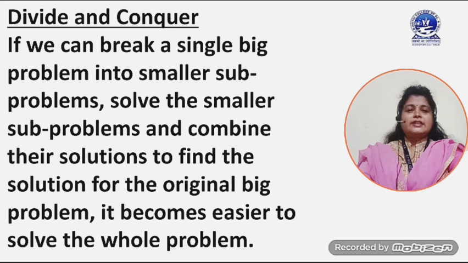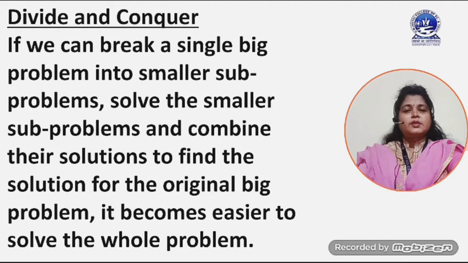Now we will discuss exactly what is the meaning of divide and conquer. Divide and conquer may be represented as: if we can break a single big problem into smaller sub-problems, solve the smaller sub-problems and combine their solutions to find the solution for the original big problem. It means we are dividing the problem into smaller sub-problems, then finding the solution of the smaller sub-problems, and finally combining the solutions and representing them as the final solution.